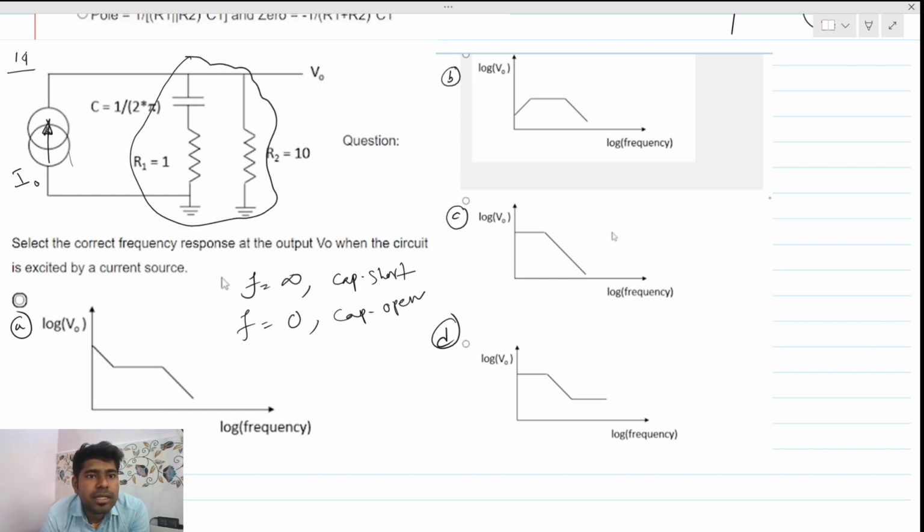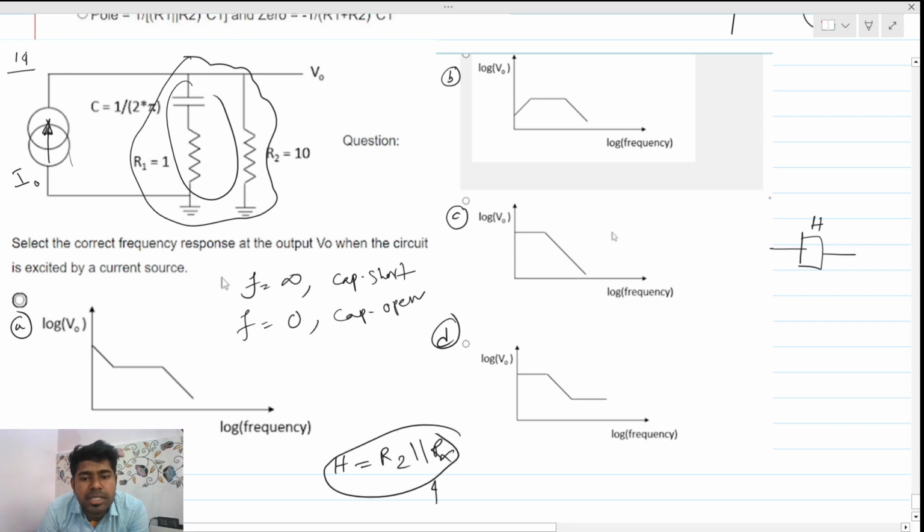Let the transfer function of this block be H. If this is a black box, and here we are giving input and here taking output, this is our transfer function H. Here H is the combination of two parallel impedances. Let this be R2, in parallel with, let this combination be Rx. So this is our transfer function, and the unit of this transfer function is ohm.